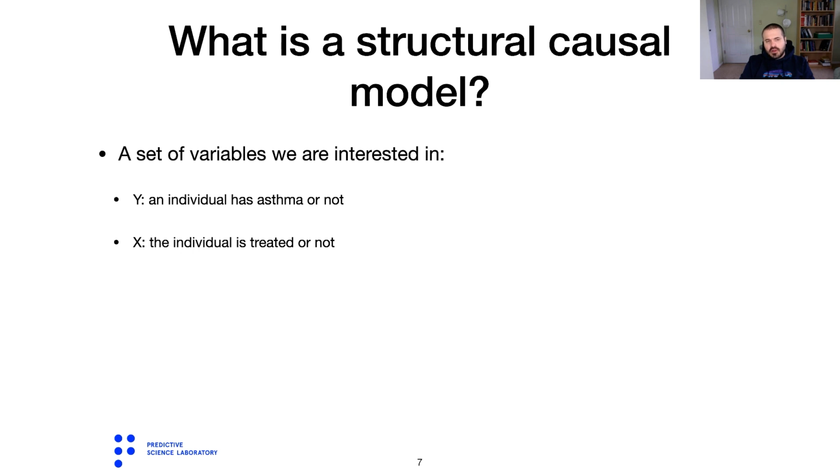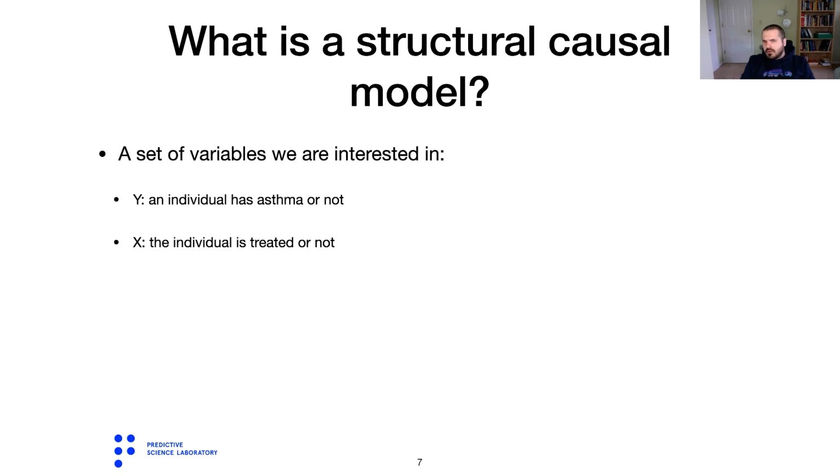Another variable that we would like to have in our game is x, which is whether or not a patient is being treated. Again, this is a binary variable and it could take two values: 0 meaning the patient is not treated, or 1 meaning the patient is treated. That's pretty much it for the treatment and the disease variable.